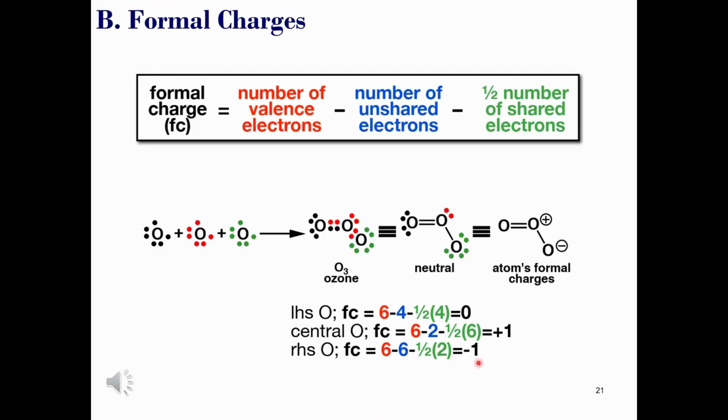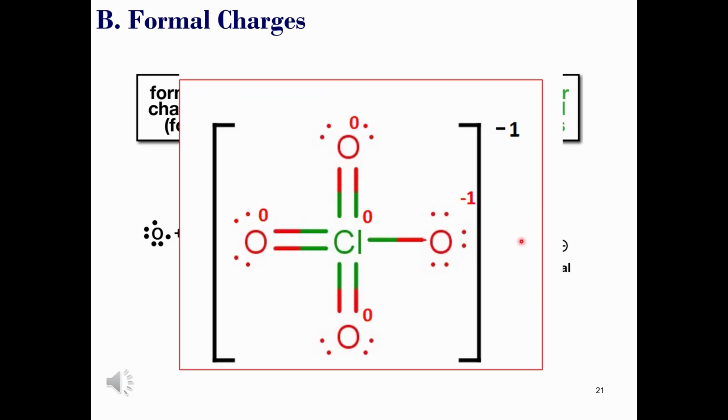Now that we have all of the formal charges for oxygen atoms in ozone, when we add them together, this will be equal to 0, and this is always the case for a neutral molecule. However, for a polyatomic ion, the formal charges, when added together at the end, will have the same magnitude of charge as is present on the polyatomic ion.